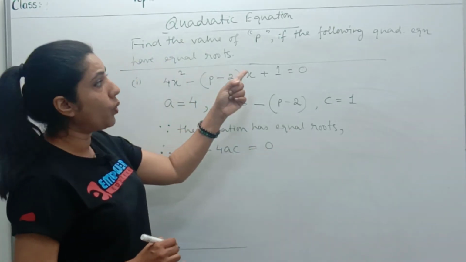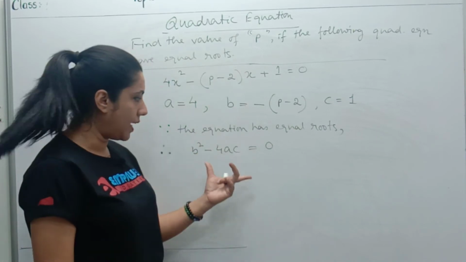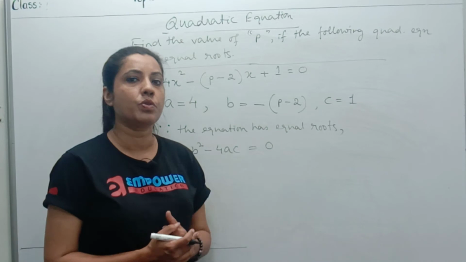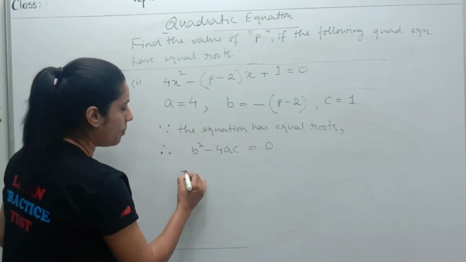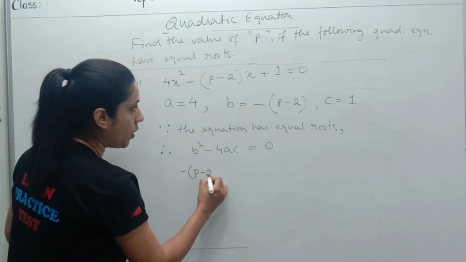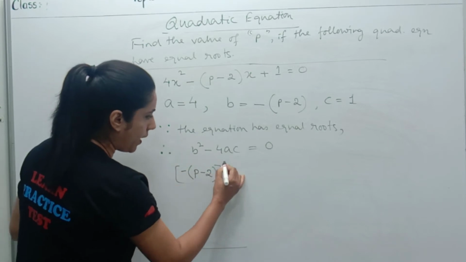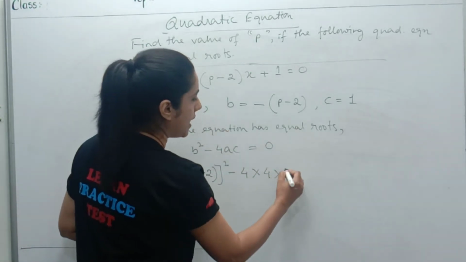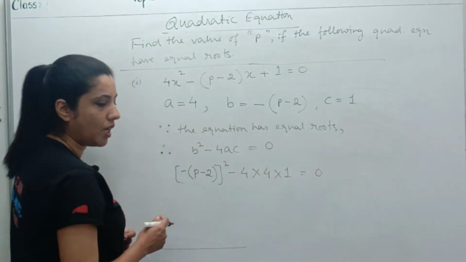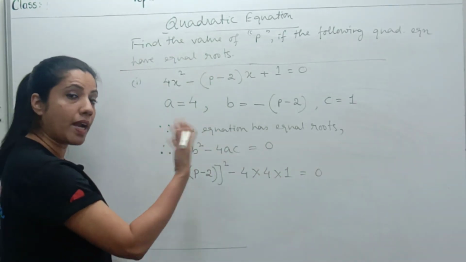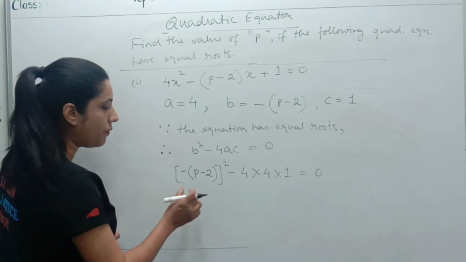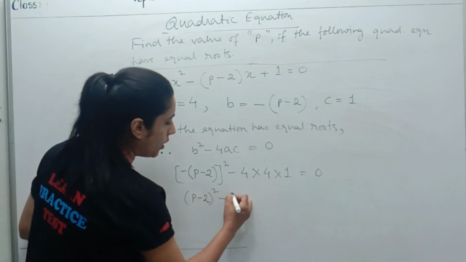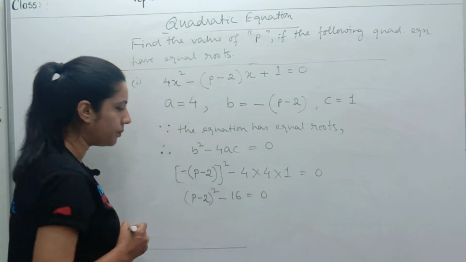If they have already told that the equation has equal roots, we can use this criteria, that is b square minus 4ac equal to 0. Now put the values. What is your b square? Minus p whole into p minus 2 whole square minus 4 into a, that's 4 into c, that is 1 equal to 0. Now solve it. Minus when you square it, this will become positive. So this is only p minus 2 whole square minus 4 into 4, 16 equal to 0.